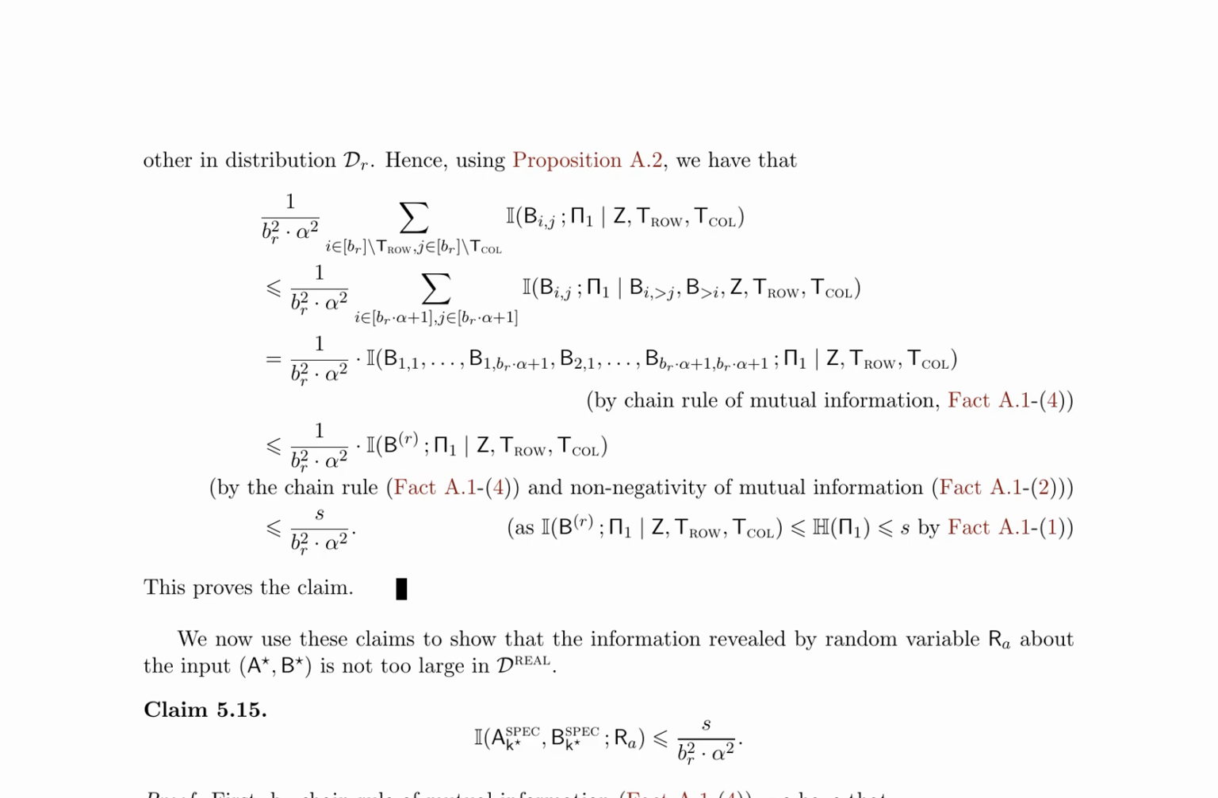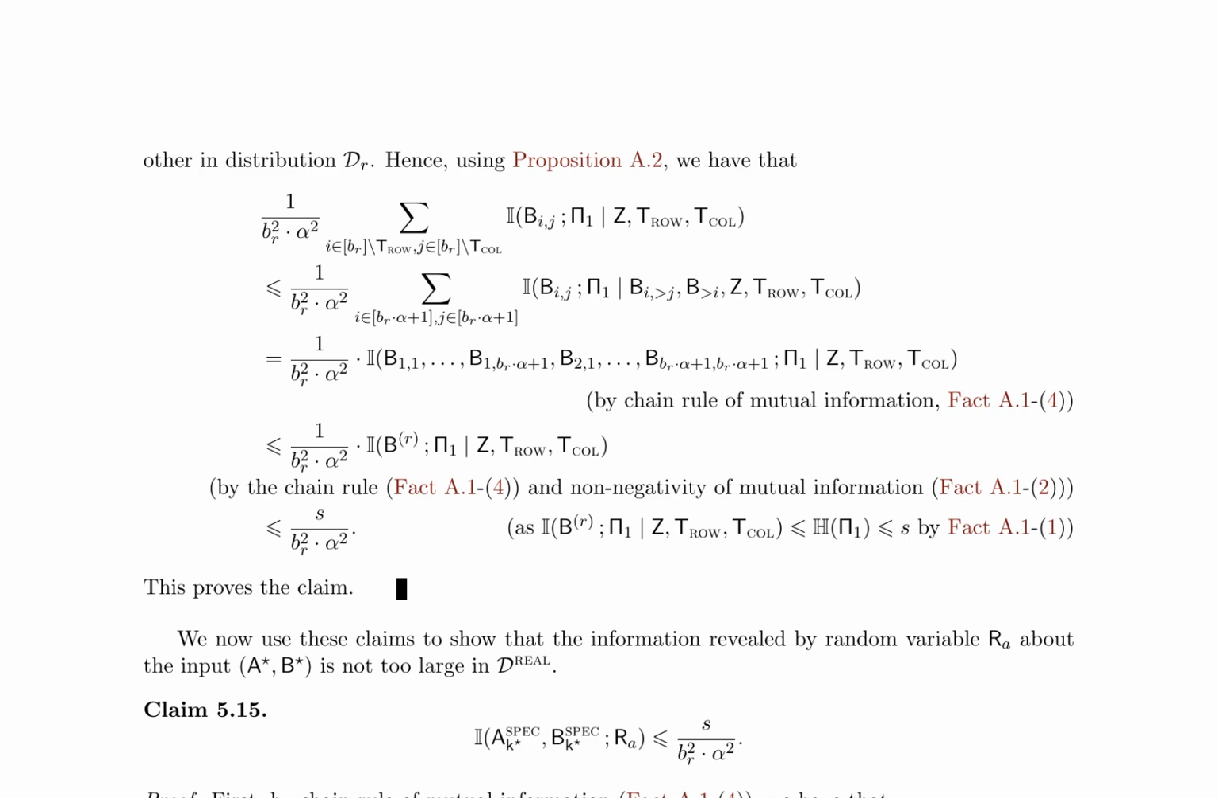A subsequent claim asserts that the information revealed by Π_raw about the input, A, B, is not excessively large. To prove this, the chain rule of mutual information is applied to decompose the information into two parts. The second part is shown to be zero due to the construction of Π_raw and the utilization of an independent source of public randomness in the message compression step. Furthermore, an upper bound on I(B_spec_k; Π_raw) is established as an upper bound on I(A_spec_k, B_spec_k; Π_raw), completing the proof of the claim.